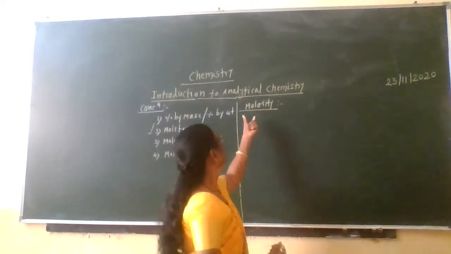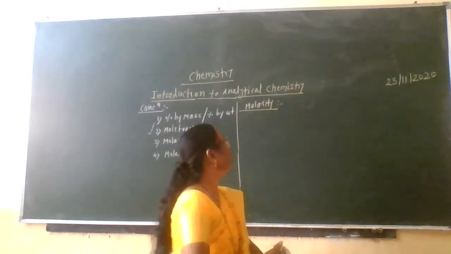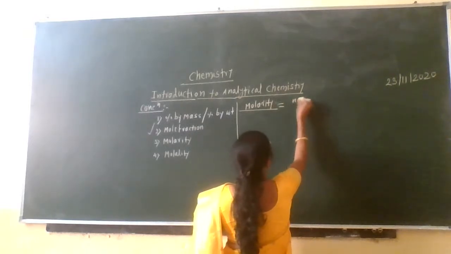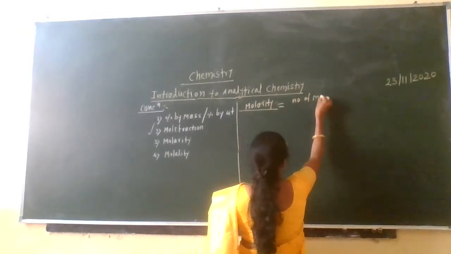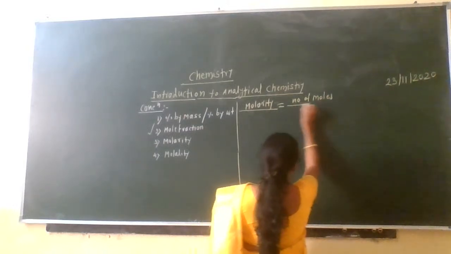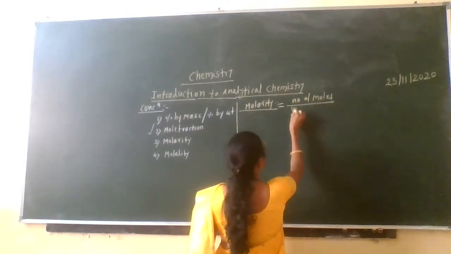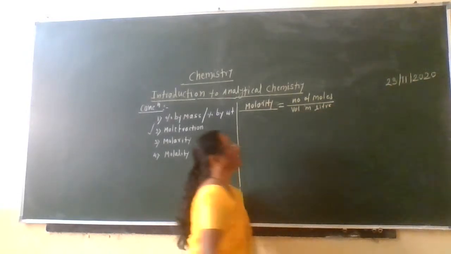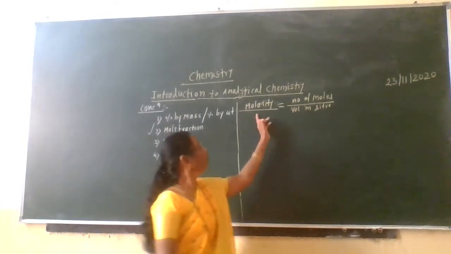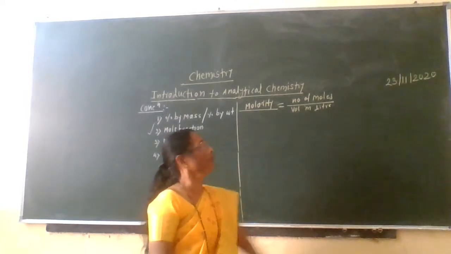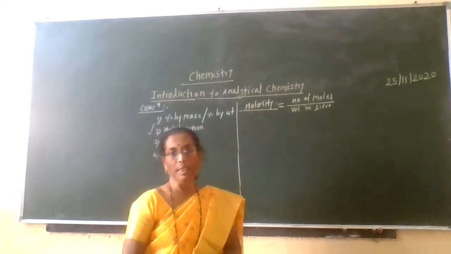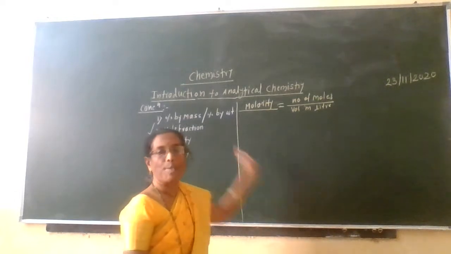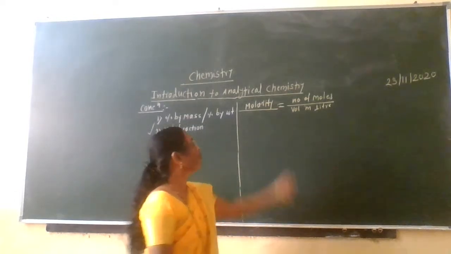Means what? According to the definition, we can write molarity is equal to number of moles divided by volume in liter. This is the formula for the molarity. Molarity is nothing but number of moles per liter. It's called the molarity. This is the third way of expressing the concentration of the solution.